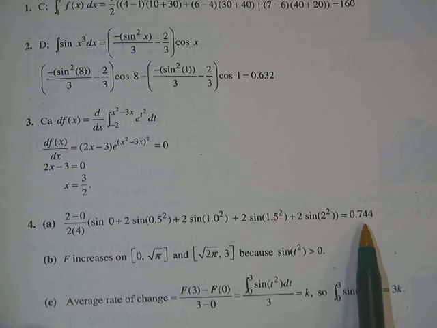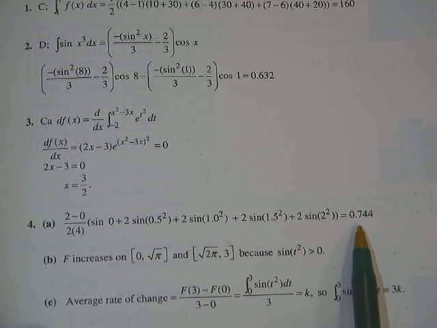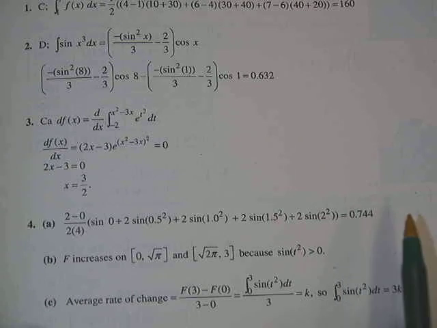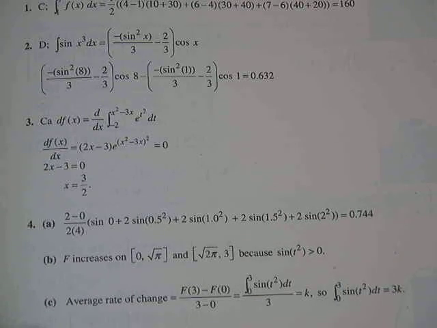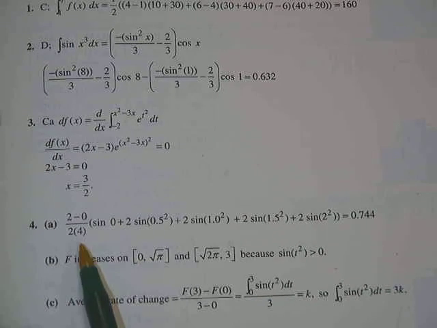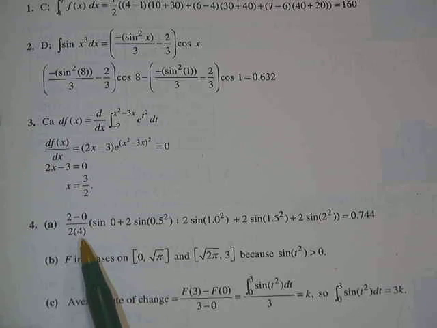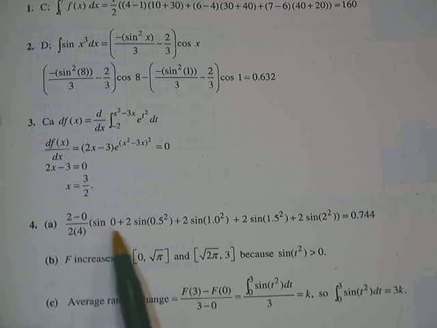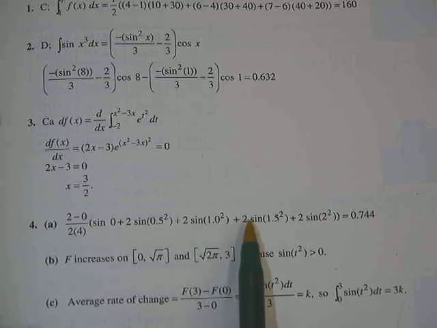Here's your quick quiz answers here, number 4. Ronnie, were we right? Yeah. Yep. 0.744. 0.7. I wonder why that's off. This is set up to have 2 over 8, so 1/4 out in front. Sine should add 0 and then 0.5. I think I just rounded it.